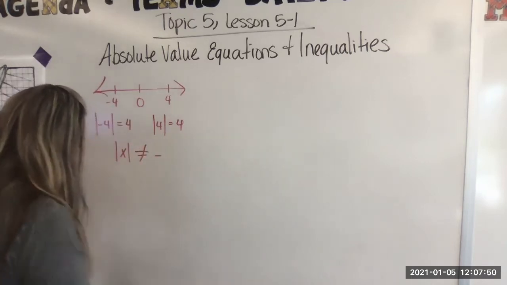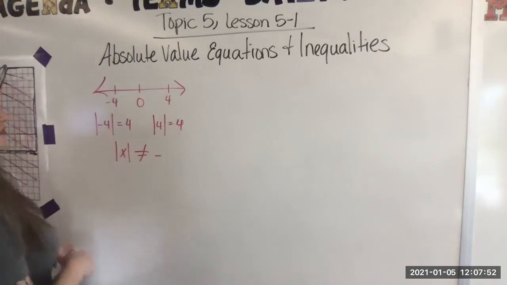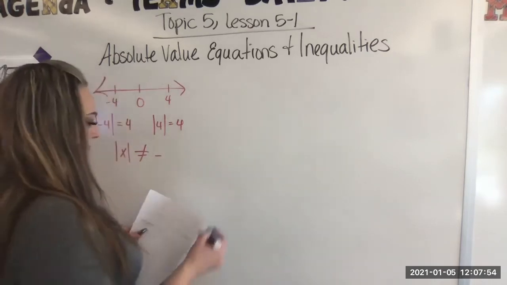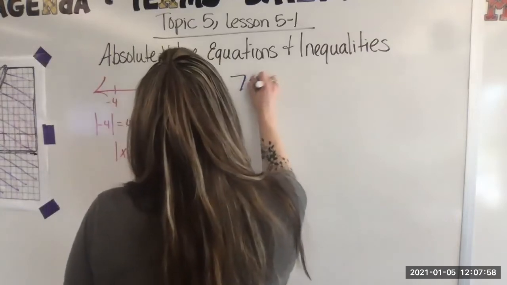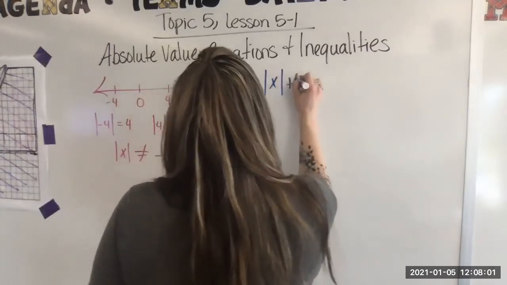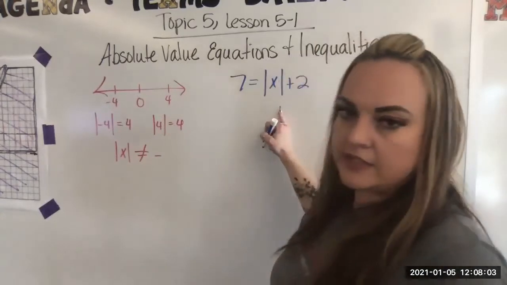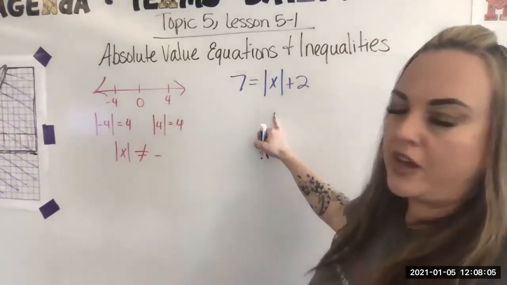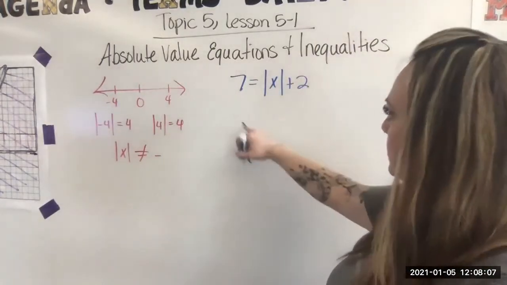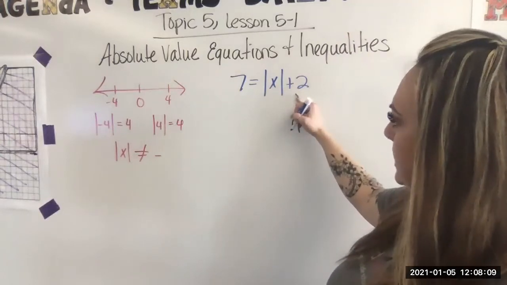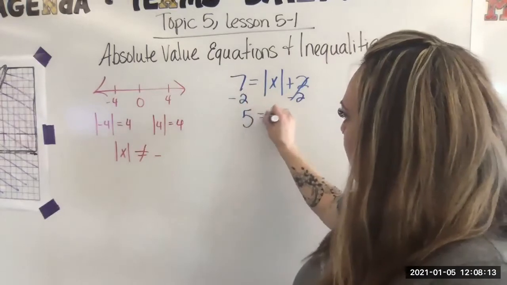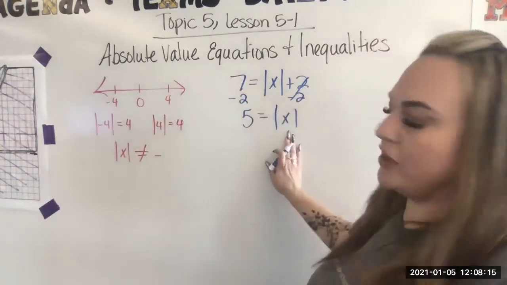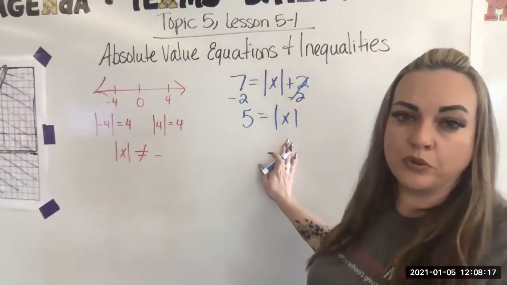So let's look at a few equations that deal with this absolute value symbol in them. We'll start off with a fairly simple one. We're solving for x. We want the absolute value of x. So we're going to solve as normal. We're going to take off the +2 by undoing it. And we get 5 equals the absolute value of x. Well, this one was pretty simple.